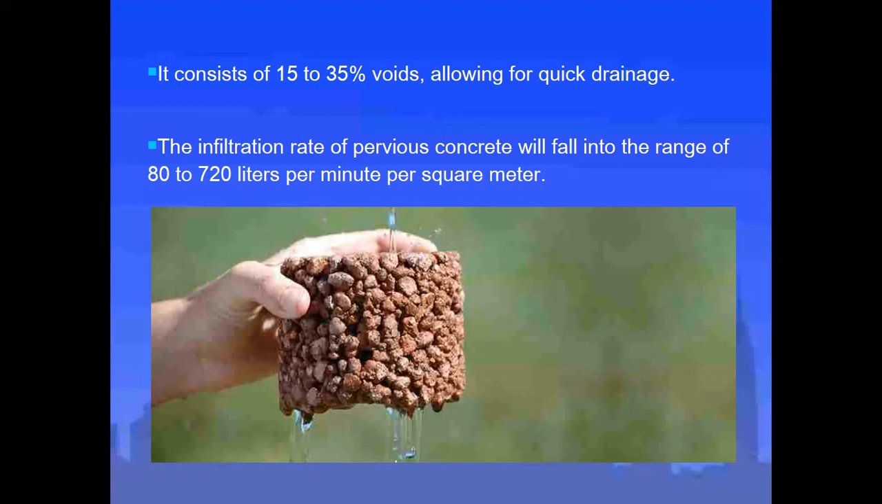If the filtration rate of water is high, then the pervious concrete range will be high. If the water is not passing through the pervious concrete, then water can be retained on the surface of the concrete. If the water is retaining on the surface of the concrete, then we can't say that it is pervious concrete. It will behave like a normal concrete.